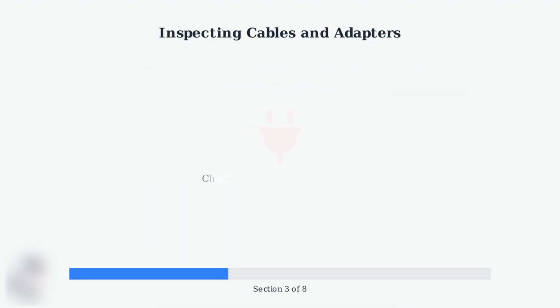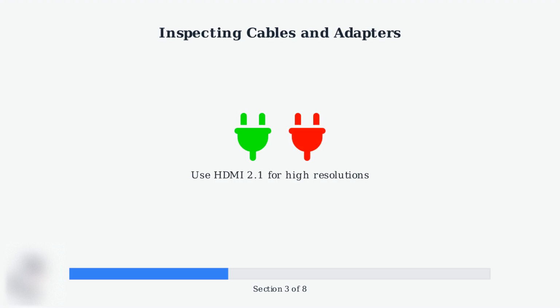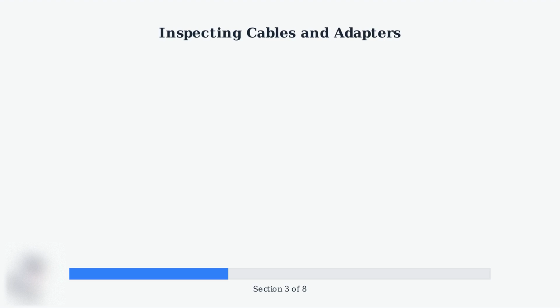Faulty or low-quality cables cause most no-signal issues. Start by checking the cable connecting your monitor to your PC for physical damage like bent pins or loose connections. For HDMI cables, ensure you're using a high-speed HDMI 2.1 cable that supports your monitor's resolution and refresh rate, especially for 4K at 120 Hz or higher.